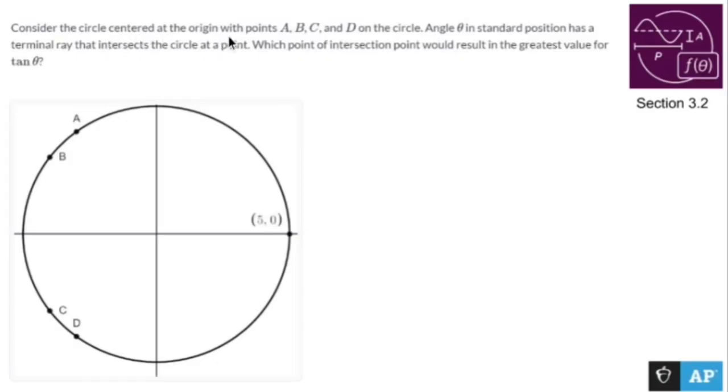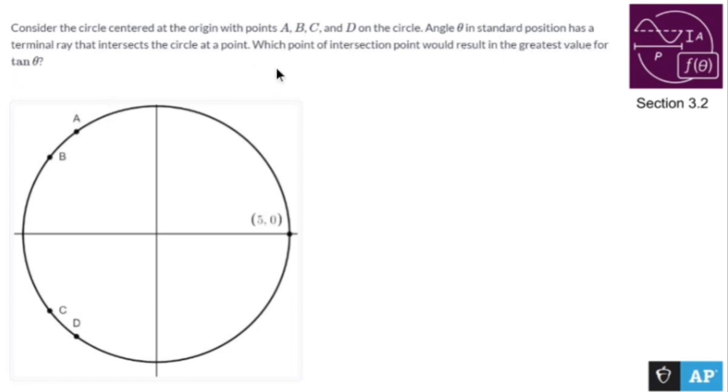Consider the circle centered at the origin with points A, B, C, and D on the circle. Angle theta in standard position has a terminal ray that intersects the circle at a point. Which point of intersection would result in the greatest value for tangent theta?